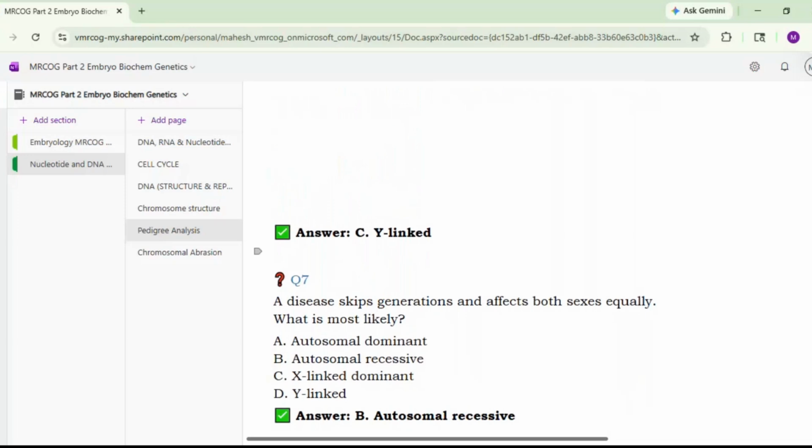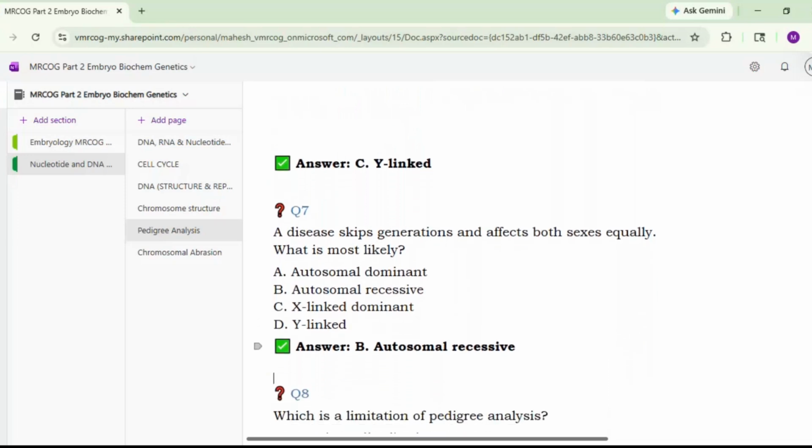A disease skips generation and affects both sexes equally. If it is skipping generation and affecting both sexes, then it is autosomal recessive. Option B, autosomal recessive. Okay. You understood now? Yes, sir. If it is X-linked recessive, it may skip the generation but it will not affect both sexes equally. So that is how you should differentiate.